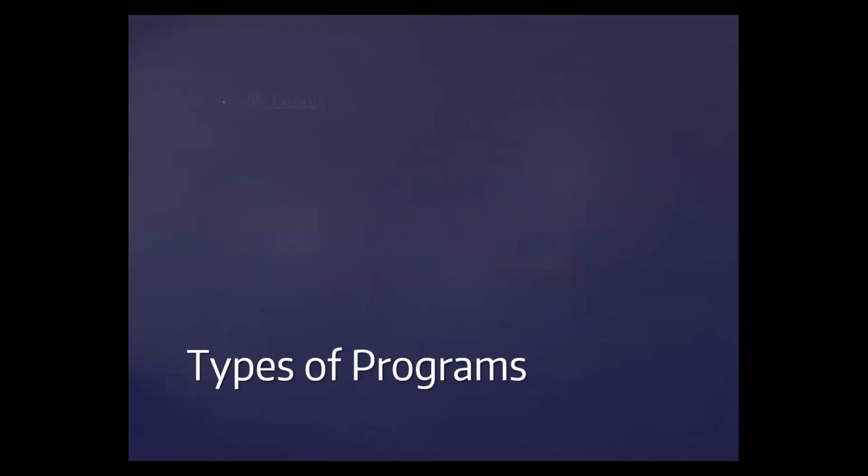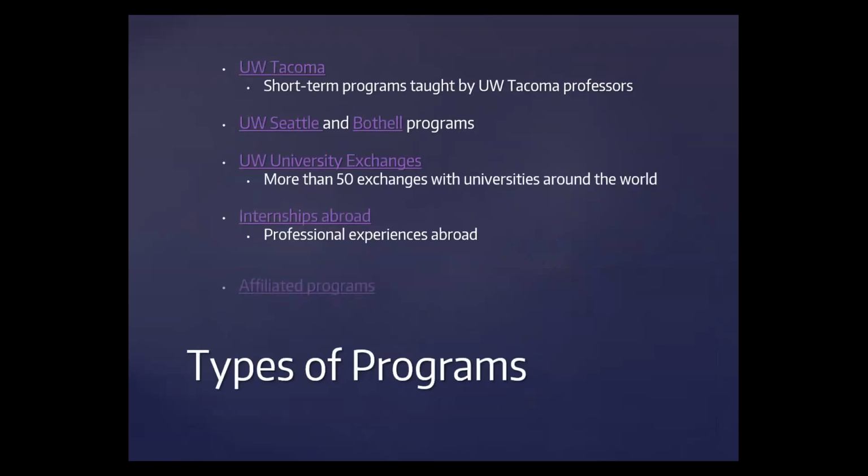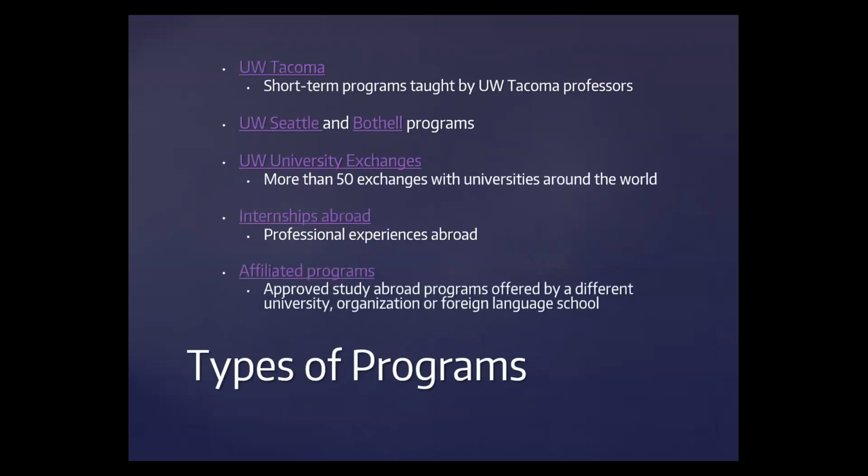As a UW student, you have access to a plethora of study abroad options through all three campuses. Study abroad programs run through UW-Tacoma are short-term programs that run anywhere from a week to a quarter long and are taught by UW-Tacoma faculty. Sometimes these programs are hybrid programs, meaning students take classes both on campus and abroad as a part of their program. UW Seattle and Bothell also offer short-term programs taught by UW faculty.